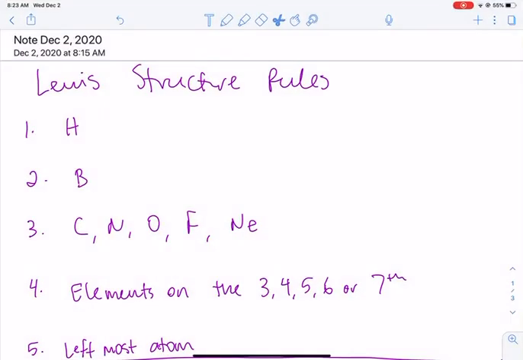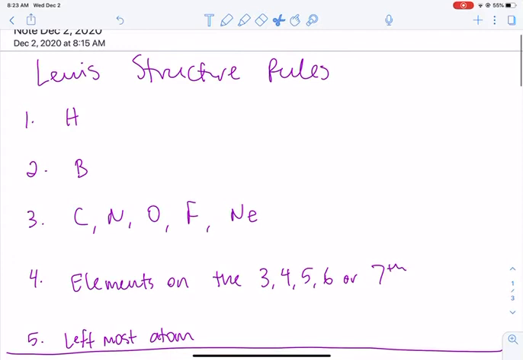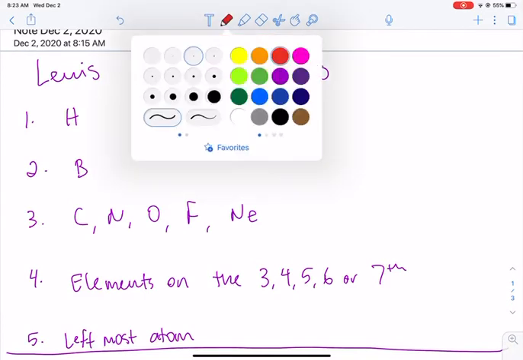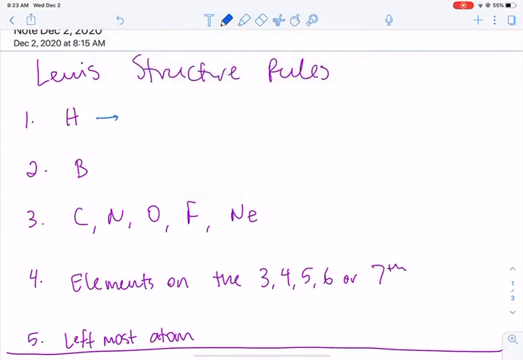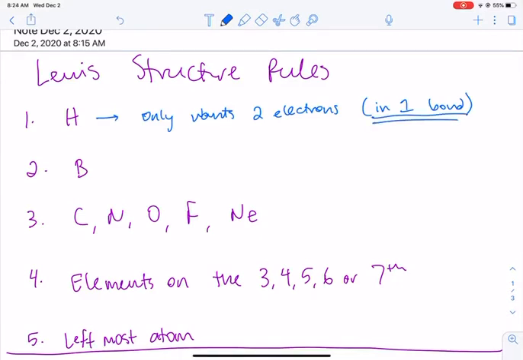Okay, everyone, we're going to review the rules for Lewis structures. The first rule, and one of the most important rules, is that hydrogen only wants 2 electrons. This means that it can only be in one bond. You should never have more than one bond coming off of hydrogen. It should always look something like that.